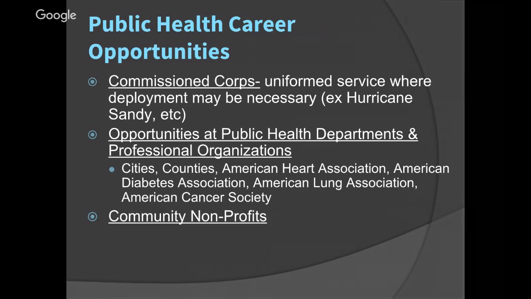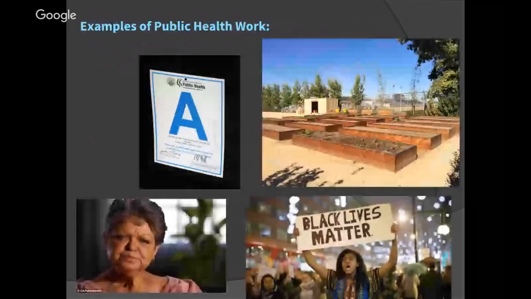At community nonprofits, more likely it's going to be some kind of community health worker or health educator. And those focus on social determinants of health. So these are just a few examples of public health work. If you've seen the letter grades for restaurants, that's a way of preventing illness, right? Making sure that what you're eating is not necessarily healthy for you, but at least not hazardous to your health immediately. Developing community gardens in a neighborhood to increase access to healthy fruits and vegetables.